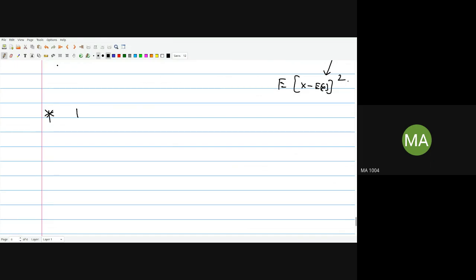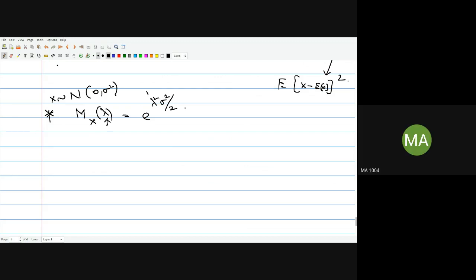The moment generating function for normal 0, sigma square is actually equal to e to the power lambda square sigma square by 2. Okay, so this is a function. We have to remember these functions.